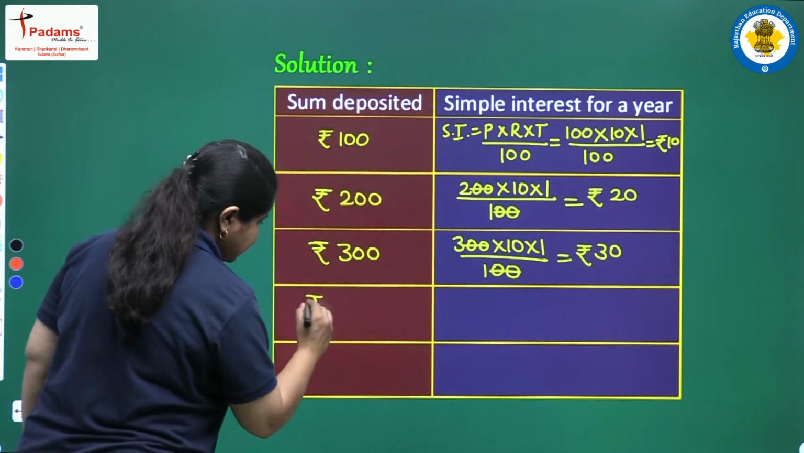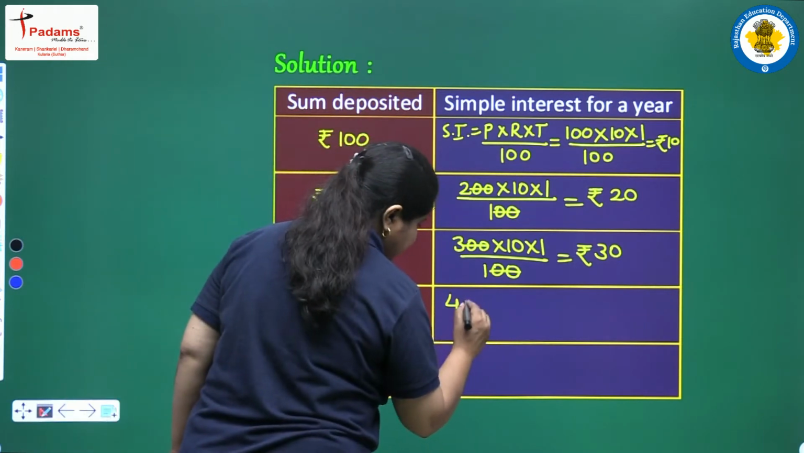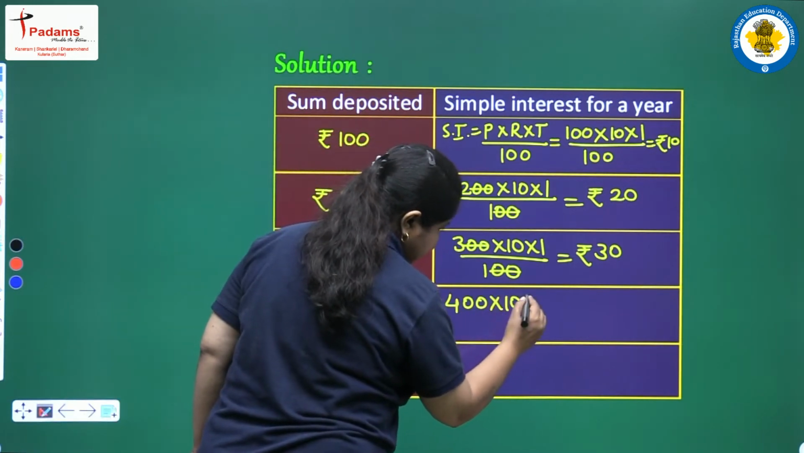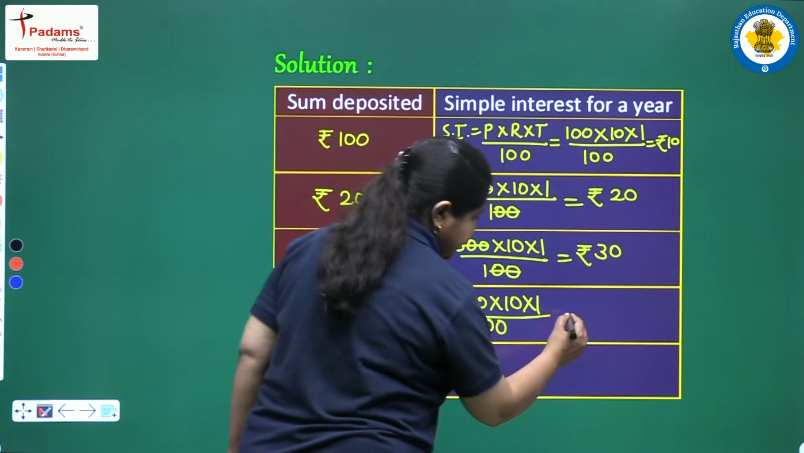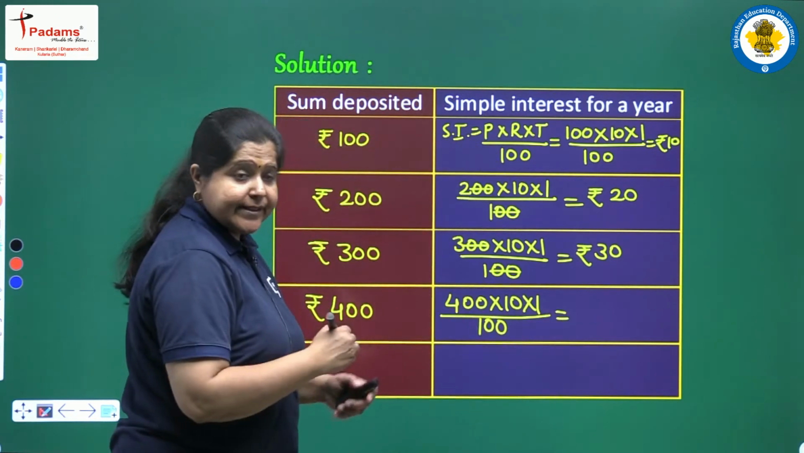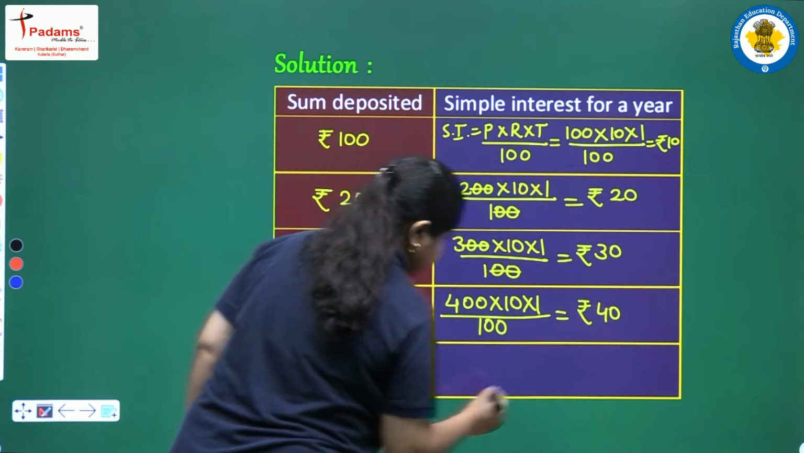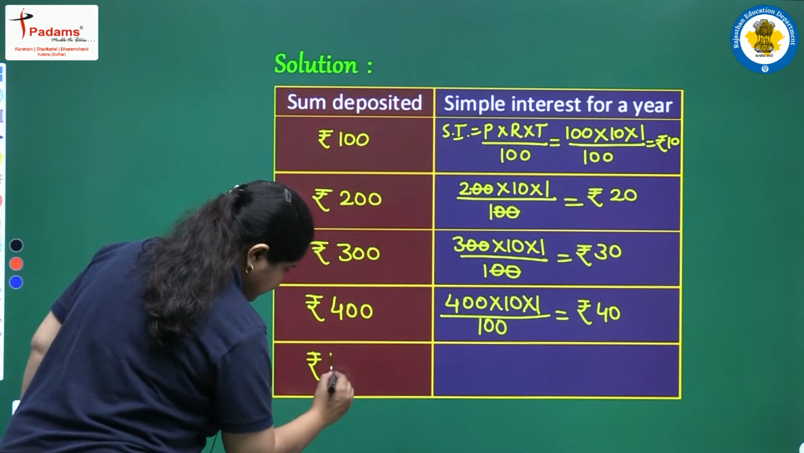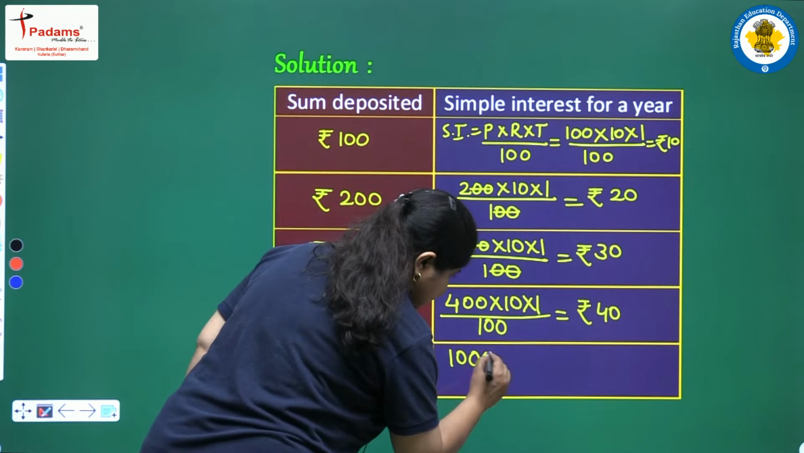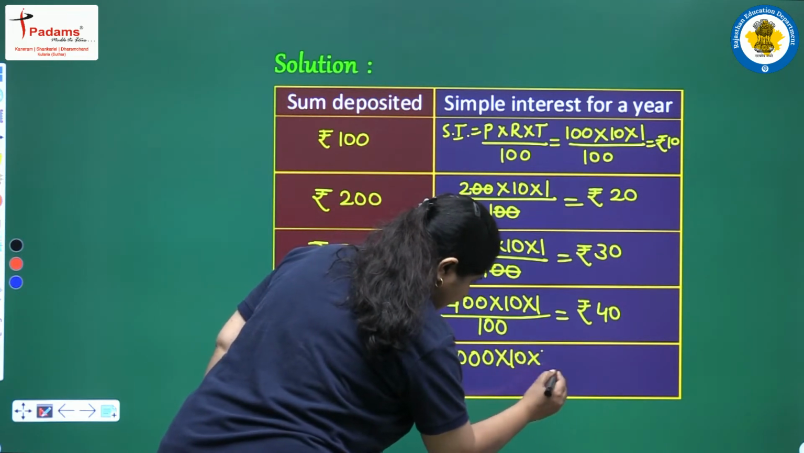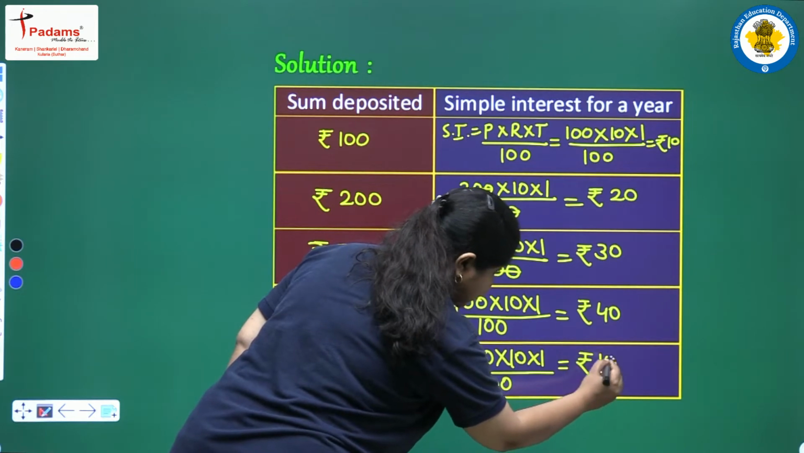Similarly, if we take the sum deposited as ₹400, then the interest will be 400 into 10 into 1 upon 100. हमारा यहाँ पर रेट ऑफ इंटरेस्ट क्या है 10% और हम एक साल का इंटरेस्ट यहाँ पर कैलकुलेट कर रहे हैं. We get it as ₹40. Similarly, if we now take the sum deposited as ₹1000, then it will be 1000 into 10 into 1 upon 100 and this will be equal to ₹100.